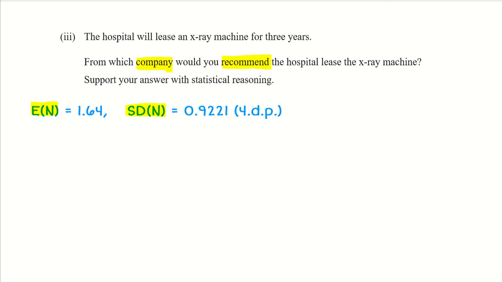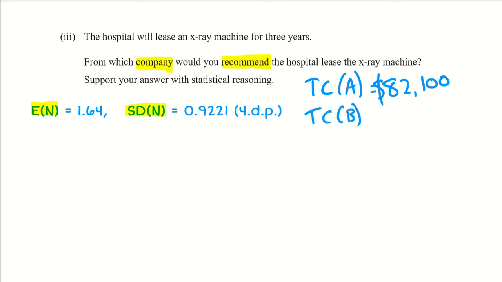One of the equations for the total cost for company A was 82,000. And we found the equation for the total cost of company B was 65,000 plus 10,000 times the number of repairs. So those were the equations that we found in the previous question, and you're welcome to watch that video if you're not sure how I got there.